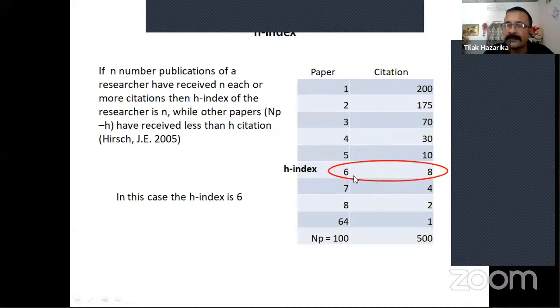How many papers have received? How many? This n, 6. 6 papers have received 6 each or more citations. That is why his H index will be confined to 6 only. 6 is this, 8 is 2 more than 6. That is why it is called the H index.